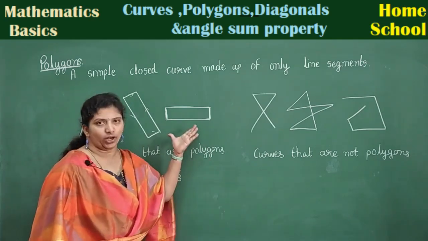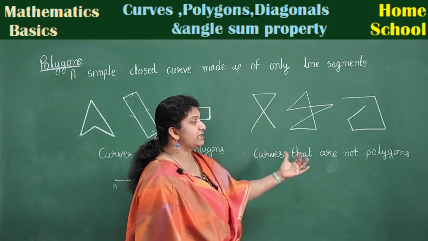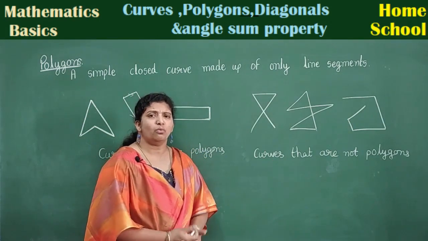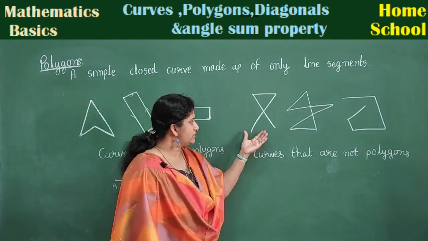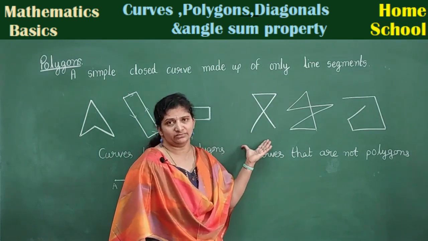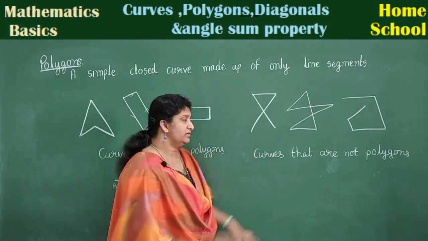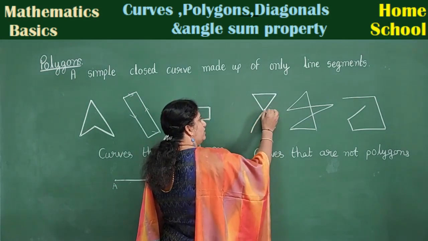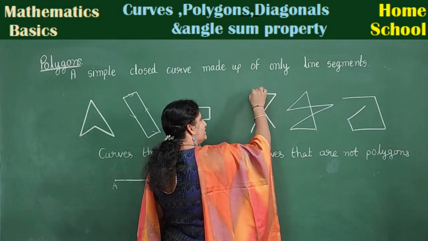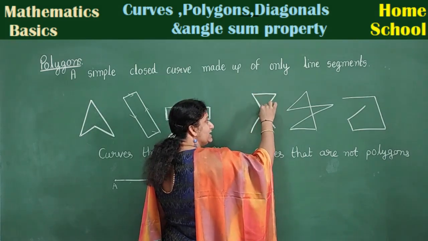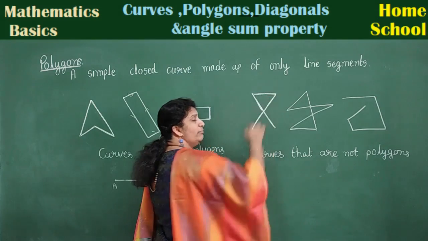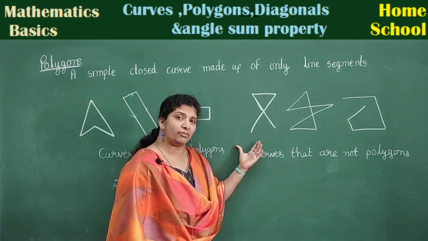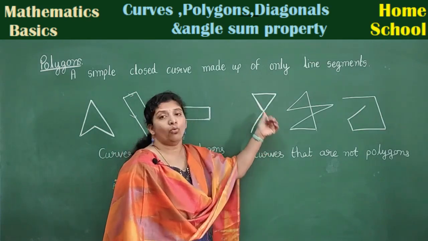Curves that are polygons. Next, curves that are not polygons. What is this? All are made up of line segments. Why can we say it is not a polygon? See, observe here, this is not a simple curve. Why is it not a simple curve? If it is started here, once it is moving in this direction, then again it is overlapping on the line before. So it is not a simple curve. Though it is made up of line segments, it is overlapping.